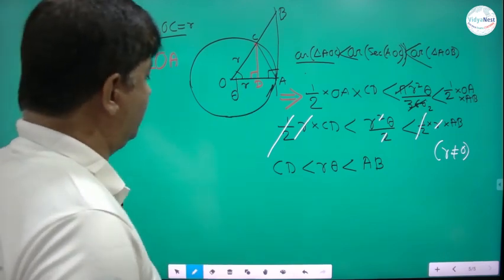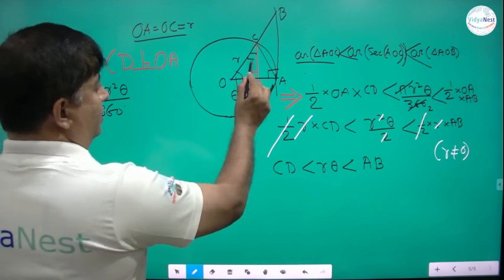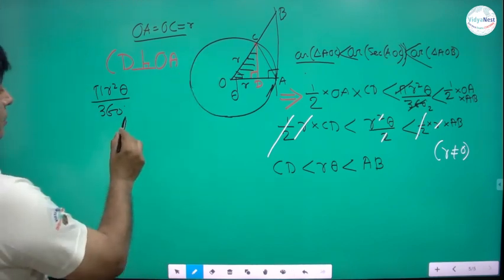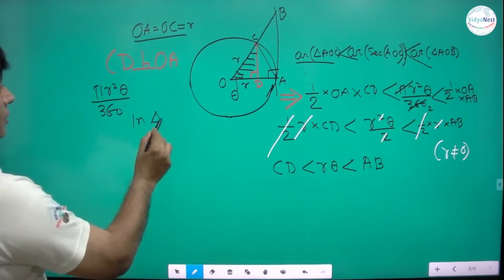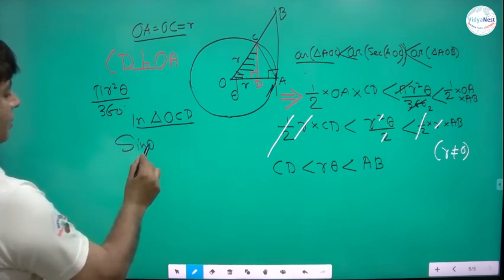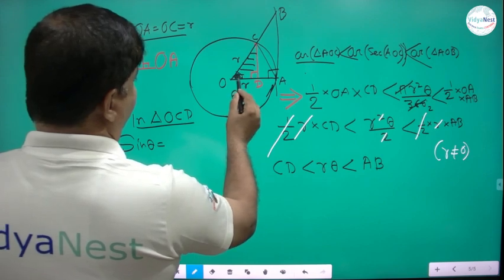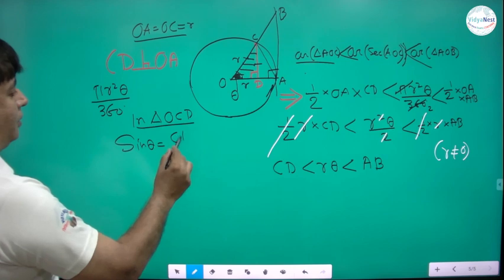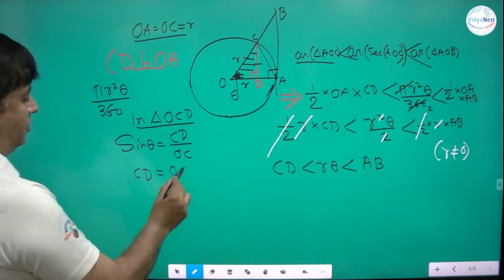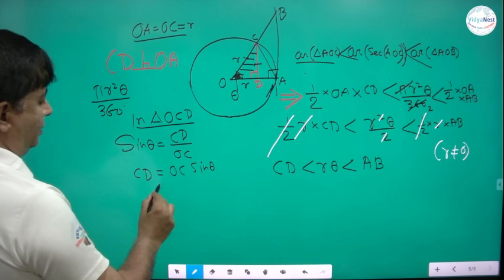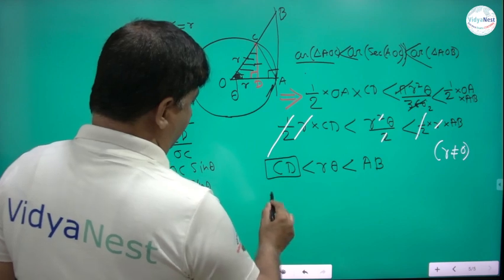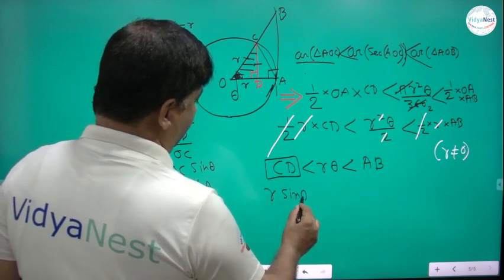Now CD is involved in which triangle? This triangle. So you consider this triangle. See, in triangle OCD, sin theta means what? Sine of this angle theta, perpendicular by hypotenuse. So, CD is equal to OC sin theta, R sin theta. So, instead of CD, I can write R sin theta.